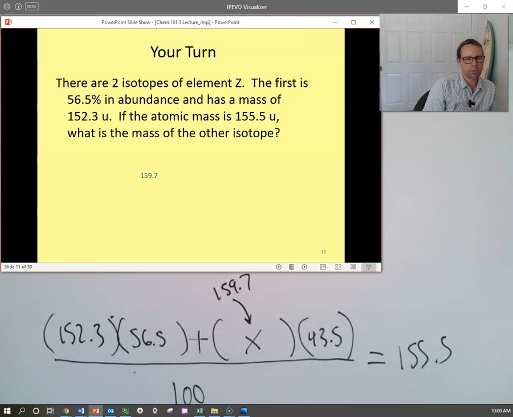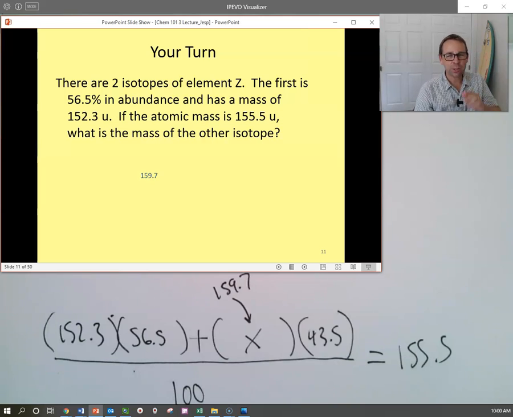159.7. What is it we solved for there? The mass? That's right. That's the mass of the other isotope. Excellent job. Way to go.